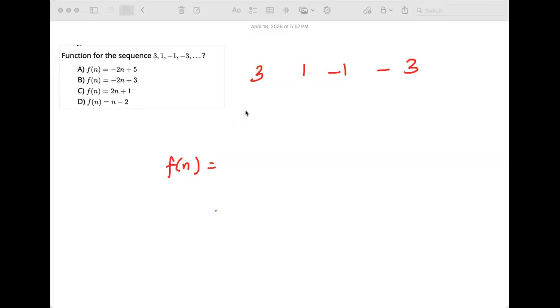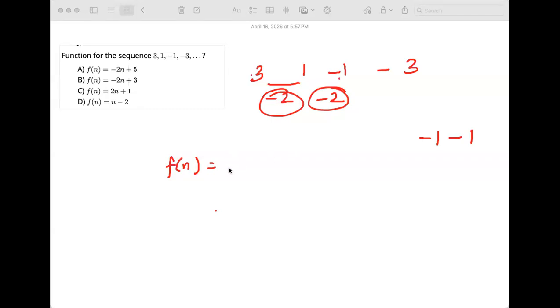How did you do this? What is the common difference? Successive term minus the previous term. 1 minus 3 is minus 2. Minus 1 minus 1 is minus 2. So the common difference is minus 2. Successive term minus the previous term, you need to do that. So the common difference is minus 2.